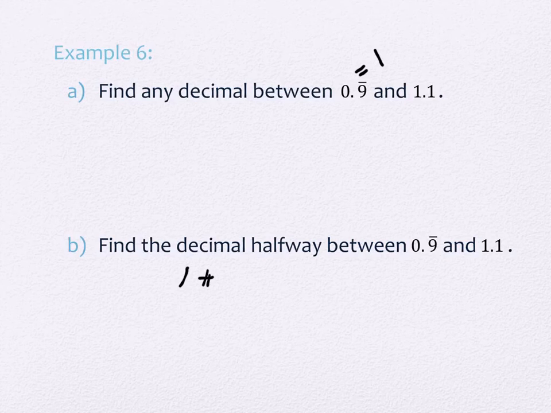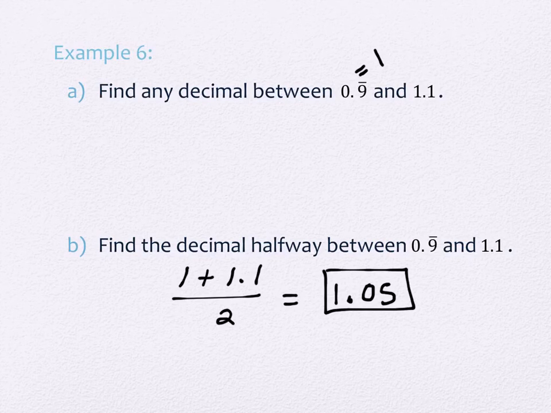What do we get? 2.1 over 2. And then what does that work out to being as a decimal? 1.05. Yeah, 2.1 over 2, dividing by 2, gives us the 1.05.